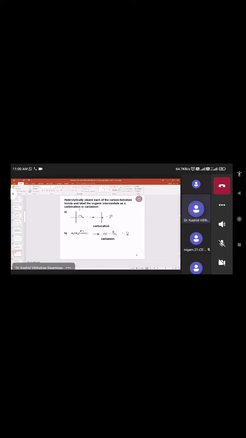Okay, take tertiary butanol. The reaction starts by reacting with some nucleophile, like KI or KCl or something. Okay, if you do that reaction, what will happen?